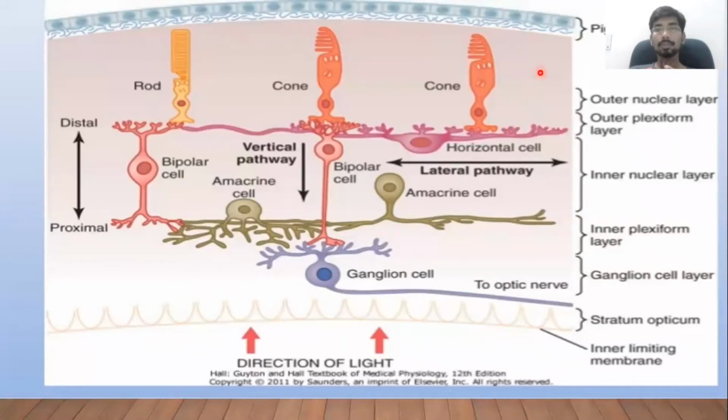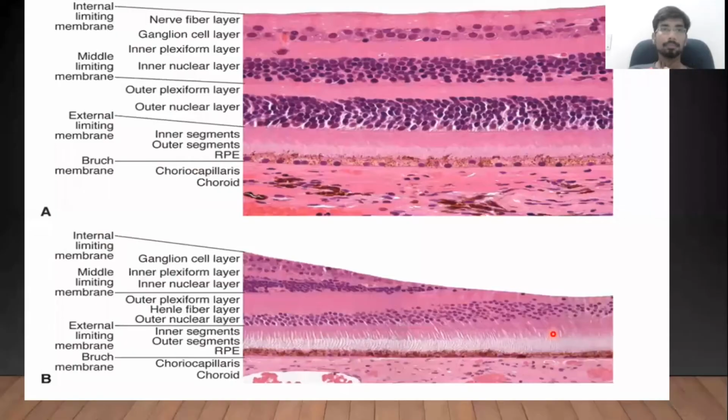So this one is the choroid side. We have the retinal pigment epithelium, followed by the layer of rods and cones, followed by outer nuclear, outer plexiform, inner nuclear, inner plexiform, ganglion, nerve fiber, and internal limiting membrane. External limiting membrane is between the outer nuclear and RPE layer.